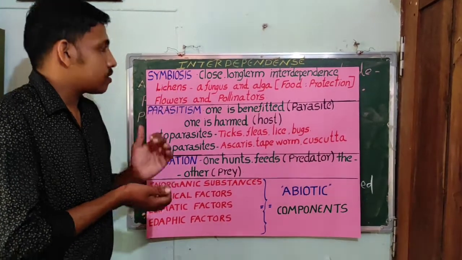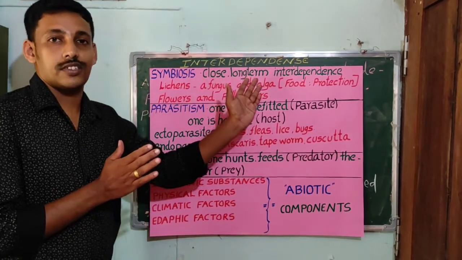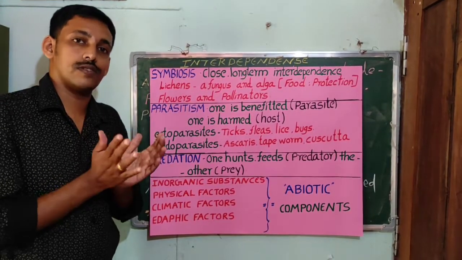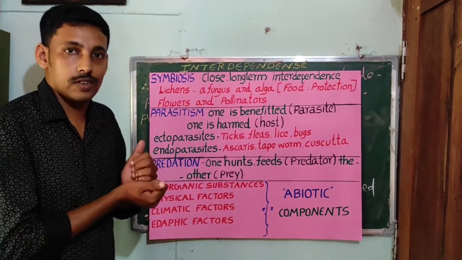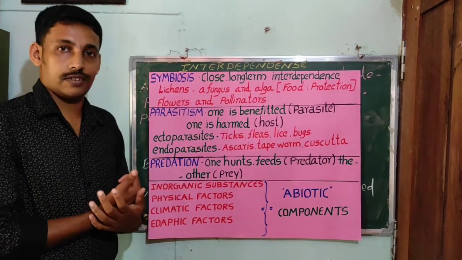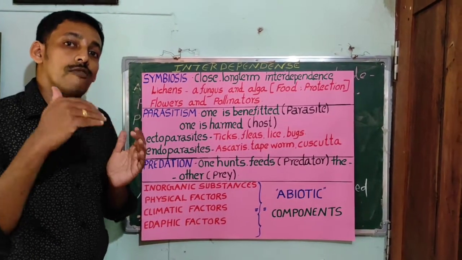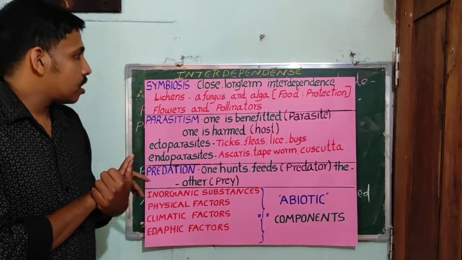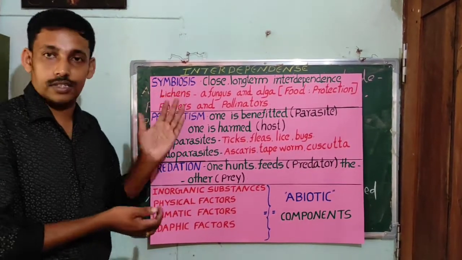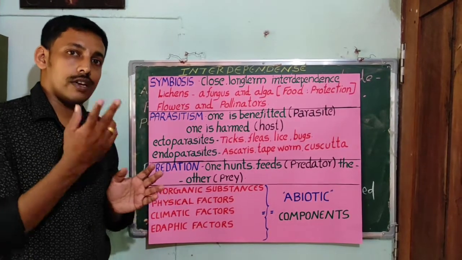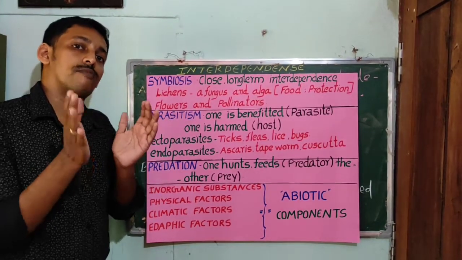In symbiosis, we can see a close, long-term interaction and interdependence between two different species. It is an association of different species, a long-term interdependence. It's a positive interaction. Here, both the organisms are benefited. For example, lichens. Lichens are an example of symbiosis. Here there are two partners, a fungus and an alga, and both are benefited.